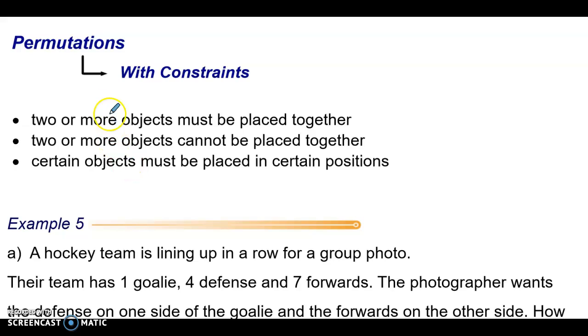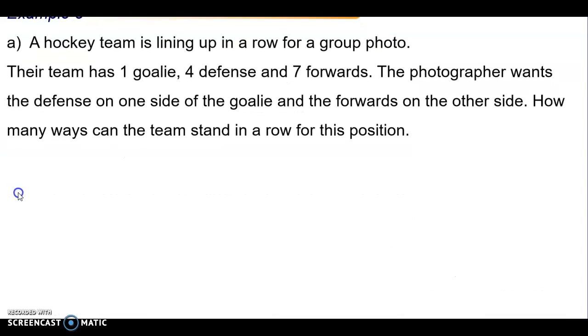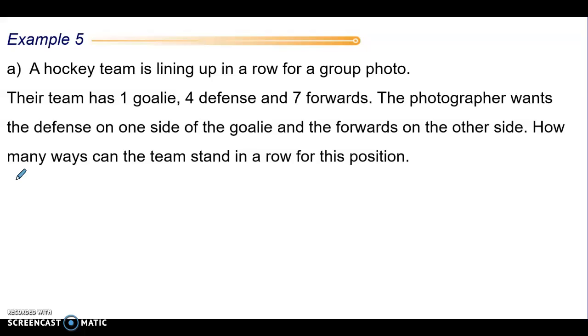Example 5. A hockey team is lining up in a row for a group photo. Their team has one goalie, 4 defense, and 7 forwards. The photographer wants the defense on one side of the goalie and the forwards on the other side. How many ways can the team stand in a row for this position?